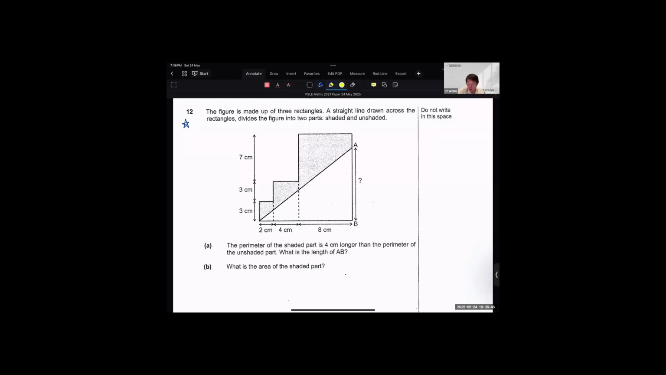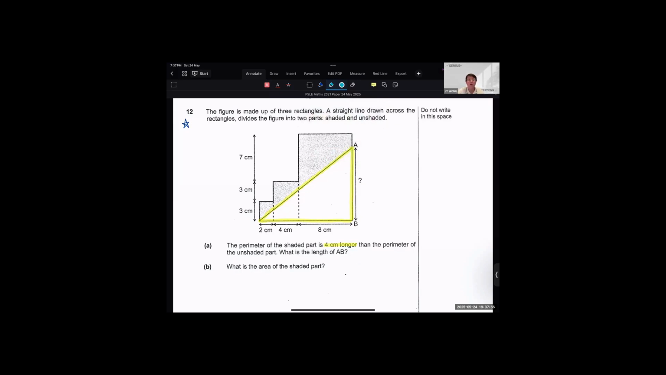Okay? Now, the question tells you that the perimeter of the shaded part is 4 cm longer than the perimeter of the unshaded part. So the first thing you need to figure out is what makes up the difference between your shaded and unshaded perimeters. Correct or not? So I'm going to outline your unshaded perimeter first. Your unshaded perimeter is made up of this line, and this line. Very straightforward, correct? Now, this is your unshaded part.